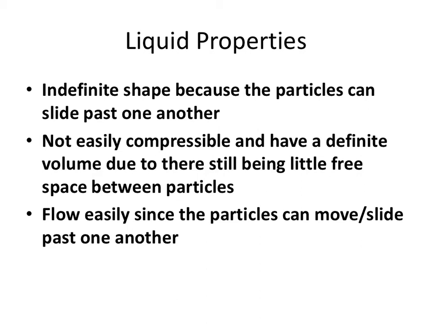Some properties, right? They have this indefinite shape because the particles can slide past one another. They aren't easily compressible, and this is because their definite volume is there because there's still only a little free space between the particles. They don't have a lot of free space, so you can't compress them too easily. And then they flow easily since the particles can move and slide past one another. And I'm pretty sure most of you can visualize pouring a glass of water and seeing the particles move easily.